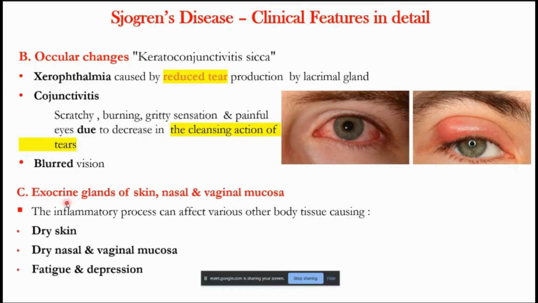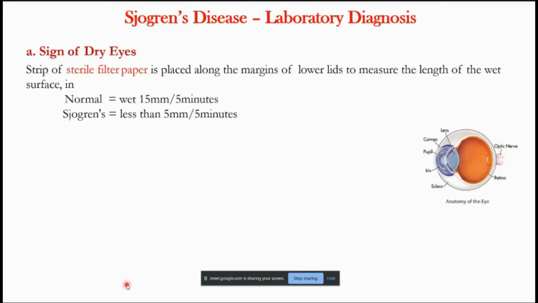And like I said, it's not just the eye and the mouth which are affected. Any secretion in the body is also affected. That is, the exocrine glands of skin, nose, and vagina are also affected. So the inflammatory process of these tissues will result in dry skin, dry nose and dry vagina, and fatigue and depression. This I told in the clinical features as well.